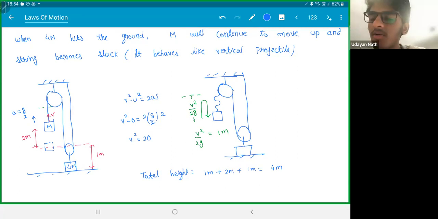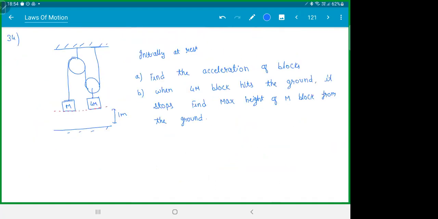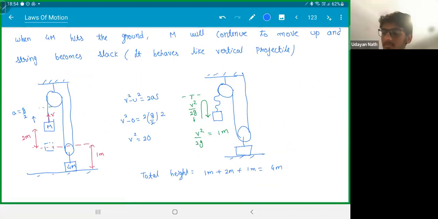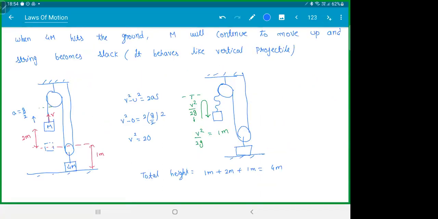Sir, how did the initial 1 meter come? I didn't understand. Because that was given in the question. Okay, from the ground. The question asks from the ground. You can't change the answer, sir. I did it from the initial level. That's why I said the answer is from the ground. Okay.